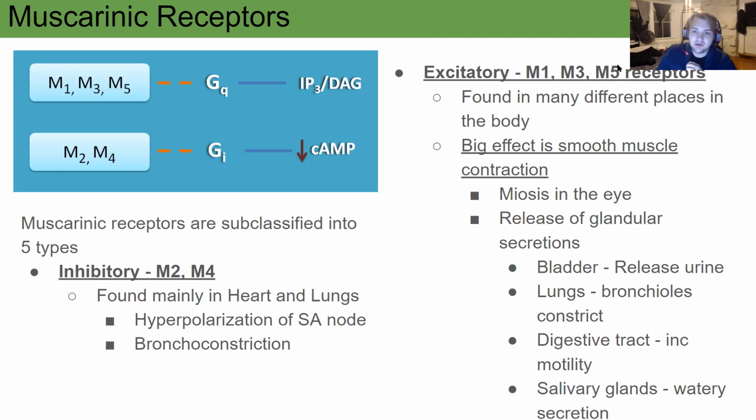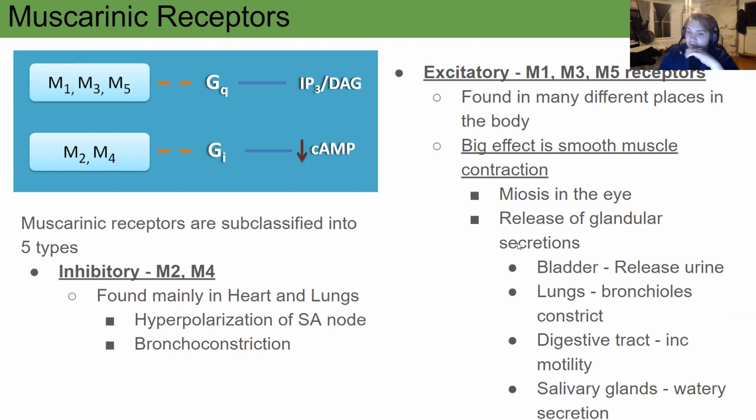What's important to note too is that the M1, M3, and M5 receptors are Gq, which is excitatory. Now, I told you in our last session that whenever we think about Gq, we should always be thinking about smooth muscle, right? And the biggest effects we're going to see is miosis in the eye. We're going to be seeing the contraction of the eye muscles, which is going to increase the pupillary diameter, which is going to make your eyes expand.